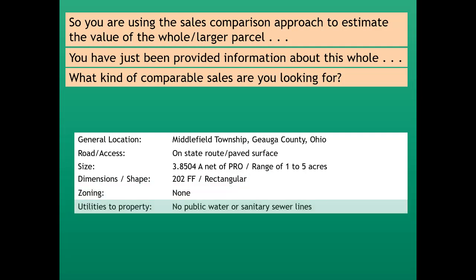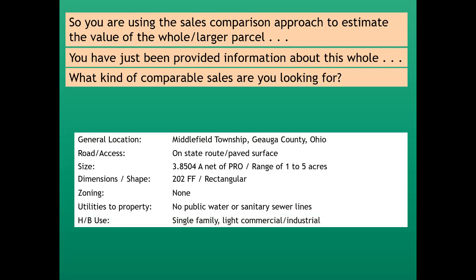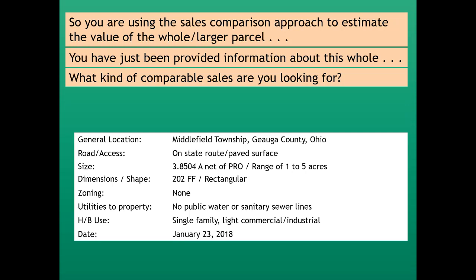We know there's no zoning. We know there's no public water or sanitary sewers in the area. And we know that its highest and best use is single family, light commercial, or industrial. So that's what we're going to be looking for. We're going to use a date in this analysis of January 23rd, 2018, which represents the date the property was actually inspected by the appraiser.